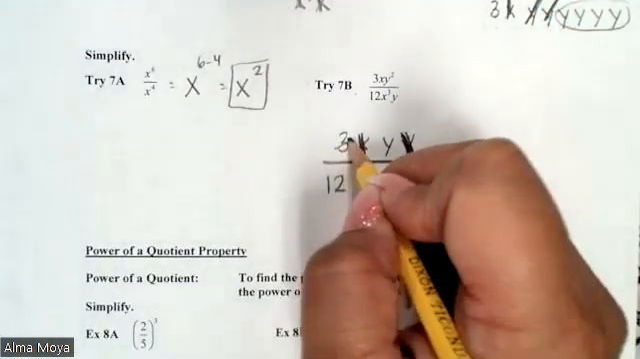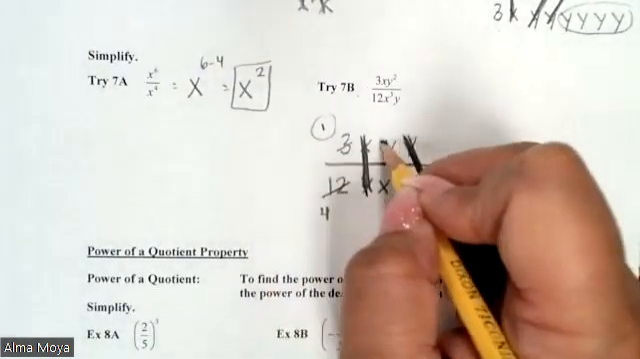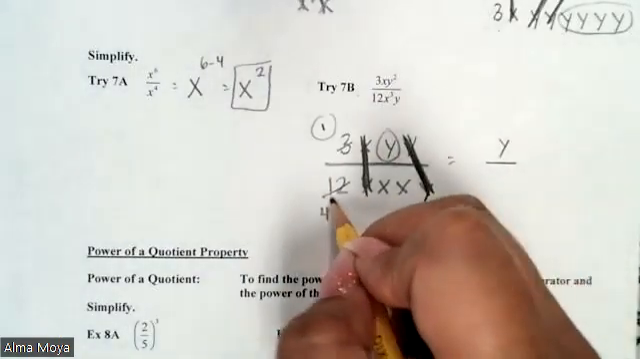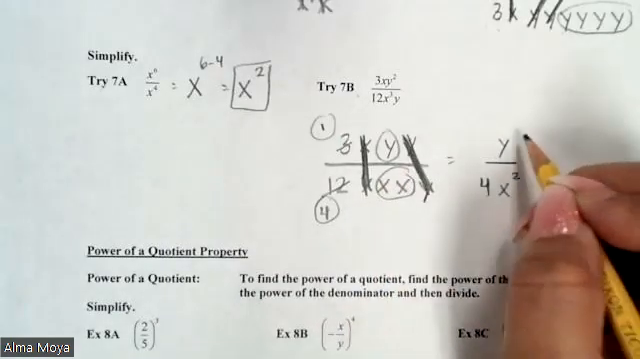Now on the numbers, 3 goes into 3, 1 times, 3 goes into 12, 4 times. On the top, I'm left with a 1y, which I'm just going to write as y. In the denominator, I'm left with a 4 and 2 x's, so that's x squared.